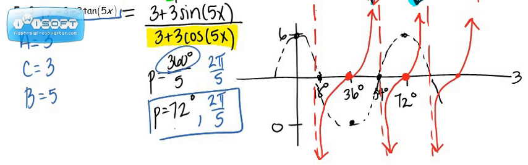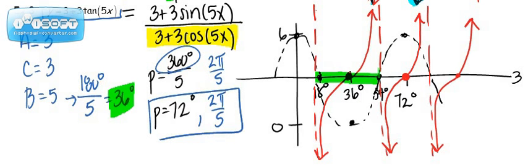Okay? But remember for tangent, instead of using 360 over b, we use 180 because that's the base period of the parent graph. So 180 over 5, which is 36 degrees. So if you look at this graph, my period's 36. If I look over here, this distance it takes to do one rotation is 36. 54 minus 18 is 36 degrees. Okay, so that's the period. If I were to calculate this distance, it would also be 36 degrees.